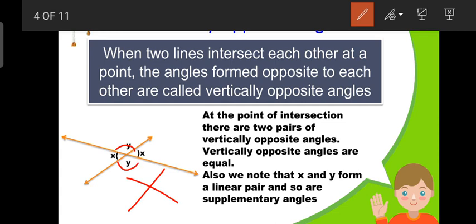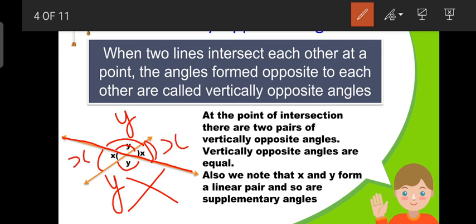This is Y, right? And the opposite are X, X. Right? So, since this is a straight line, the X angle and Y angle form a linear pair or supplementary angles. Right? So, whatever the value of Y here will be the same here also. And whatever the value of X here will be X here also. If Y is, say, 70 degrees, then this is also 70 degrees. Same thing with respect to X also.